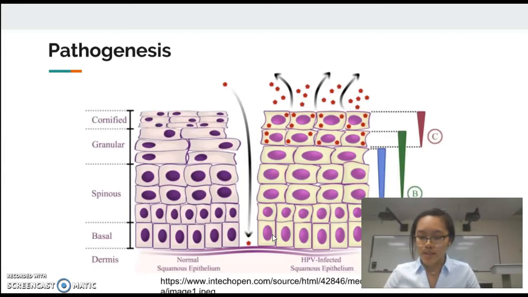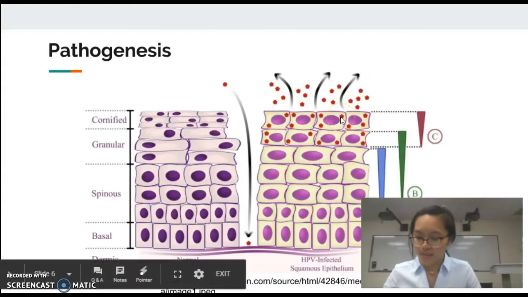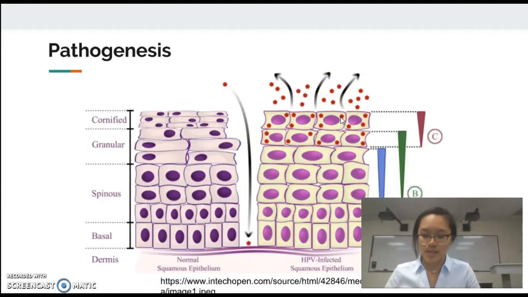Following the movement of infected basal cells into the suprabasal layer, late viral genes are expressed while early gene expression is shut off, and the structural proteins L1 and L2 form. In the stratum corneum, viral particles are assembled and released with the shedding of mature epithelial cells, shown over here. And these infectious particles are then able to infect other basal cells.